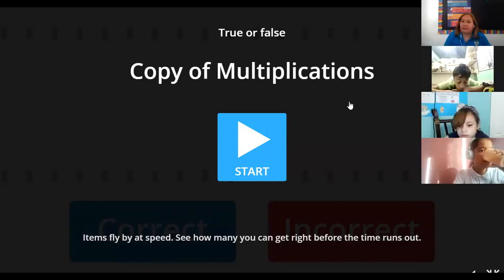Multiplications, okay. The first one, I am going to do the first one in order to show you how you are going to answer this online exercise. It's an oral exercise. So the first one after me is Victor Stern, then Maria Jose, and then Ivana, okay? Let's begin.